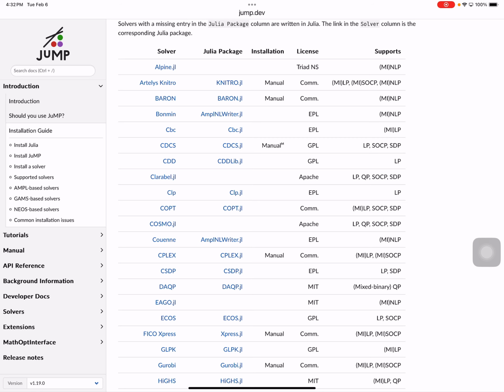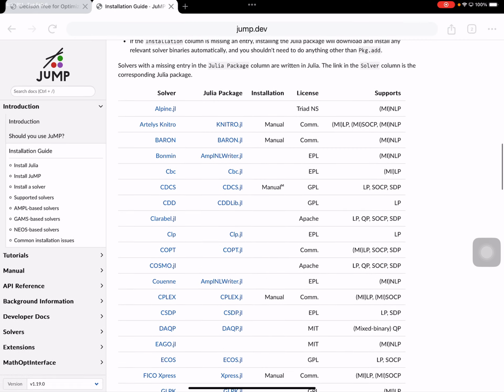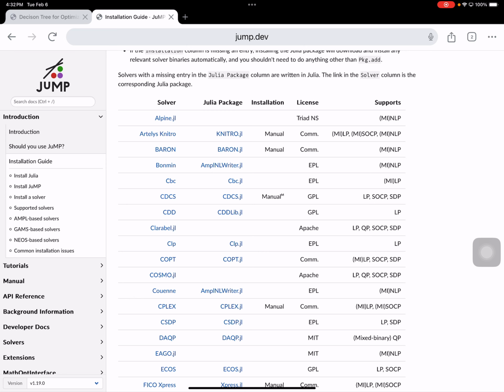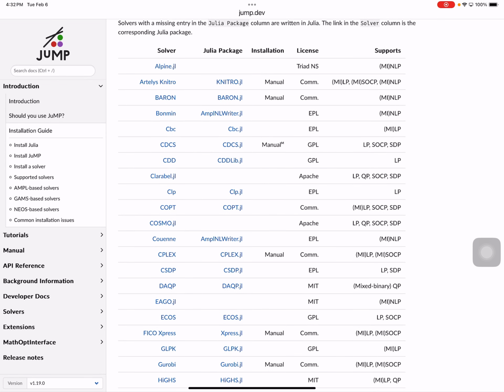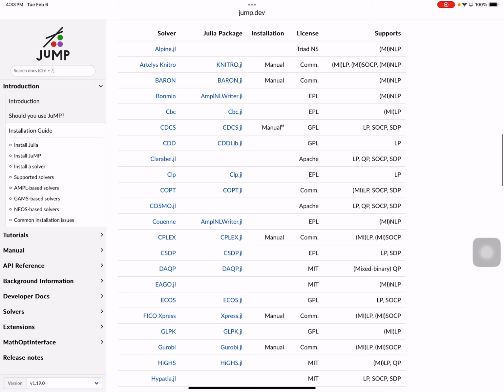For example, here you can see the first column is the name of the solver. You can check things like BARON and Gurobi are here. And then the last column says what it supports. It outlines what type of problem this particular solver can solve. So if you have a problem and you don't know which solver you can try, you can refer to this page. I'll put the link in the slides.